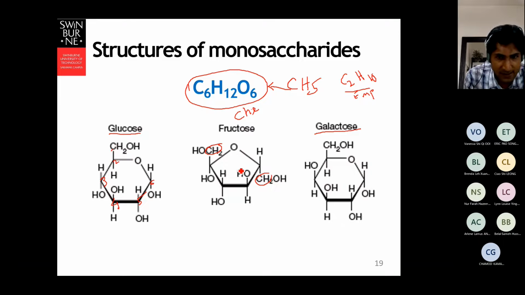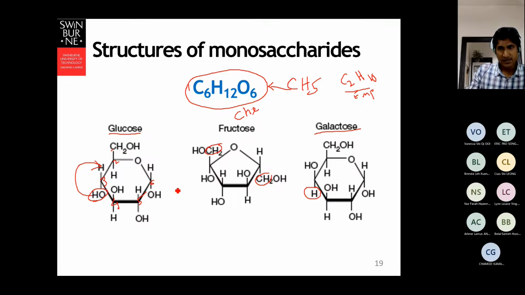For glucose and galactose, do you see the difference? At this position, the hydroxyl just becomes inverted. The hydroxyl goes up here and hydrogen comes down there. So it becomes galactose from glucose. That's the difference. The rest, everything is the same, and that makes the difference. Okay, so this is the monosaccharide.